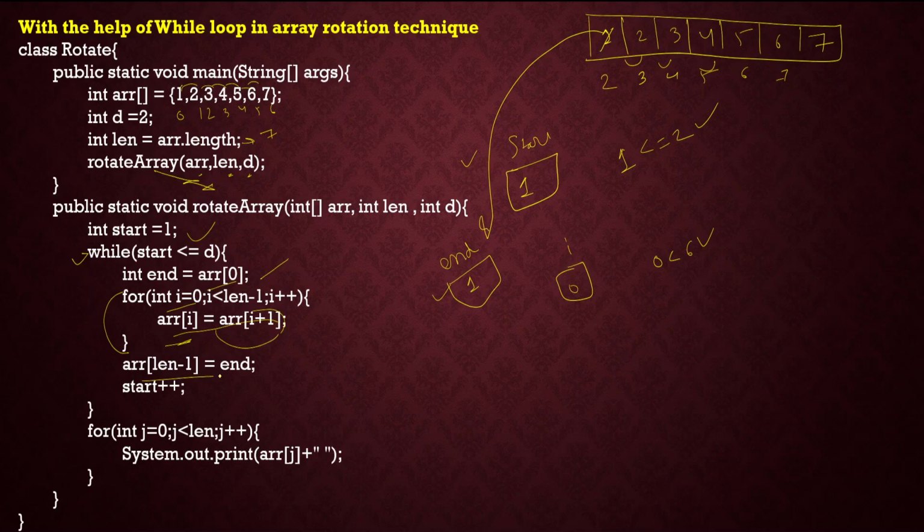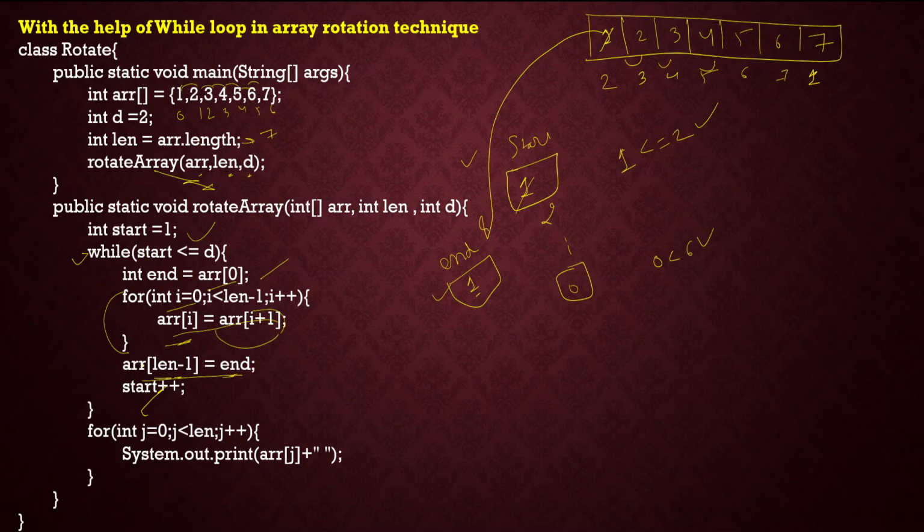And what are we going to do now? The end value will be stored at length minus 1. The end value, what is it? It is 1, and it will be stored at length minus 1. What is length minus 1? This is 6. At the sixth location, 1 will be stored. Now what do I have to do? Start plus plus. Start is 1, and it has been incremented to 2.